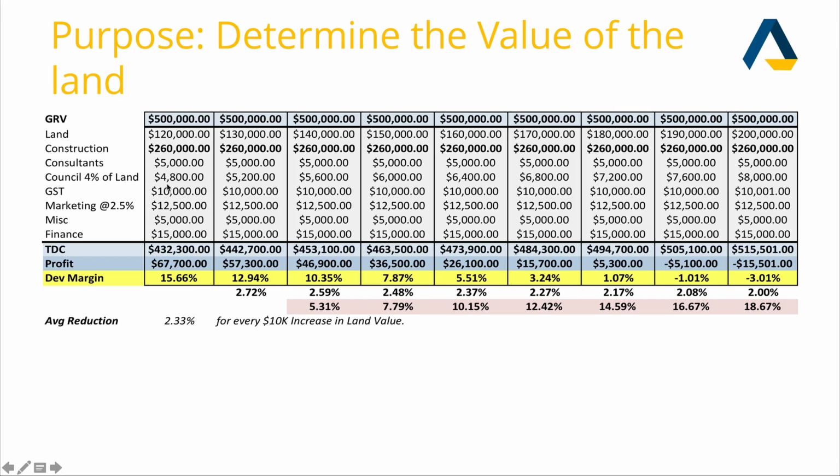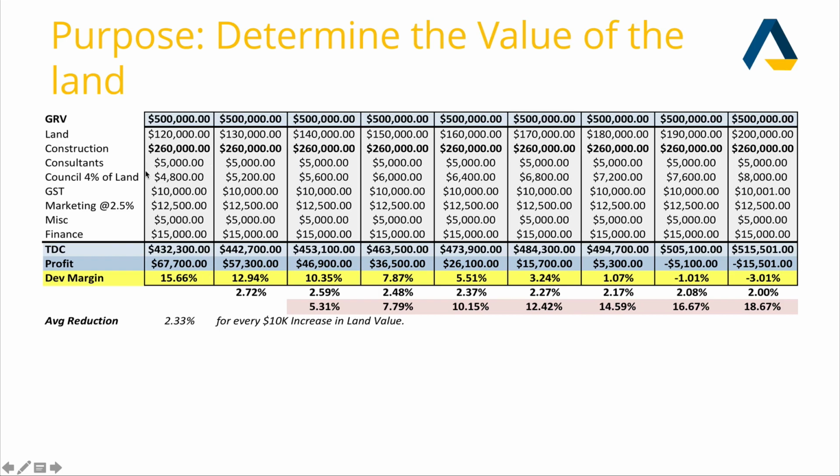The only thing that you have control over is what you're going to pay for the land. So if you just focus on what the land prices are over here. Let's say the land was 120,000 and you spend all this and then you sold it for $500,000, you make a profit of 67,700, or 15.66% development margin on the cost. That's what you make.